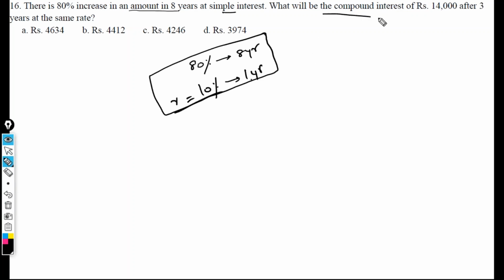So he says, what will be the compound interest on 14,000? So compound interest on 14,000 will be principal into 1.1 raised to power 3 minus principal. So 14,000 is common between the two. And guys, tell me what is 11 cube? What is the value of 11 cube? Be quick.